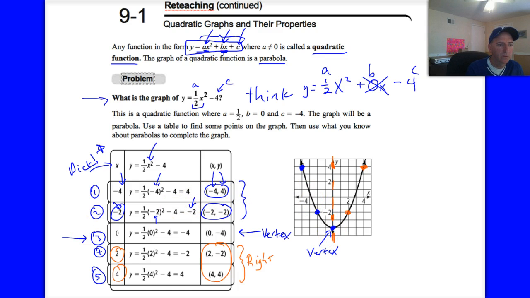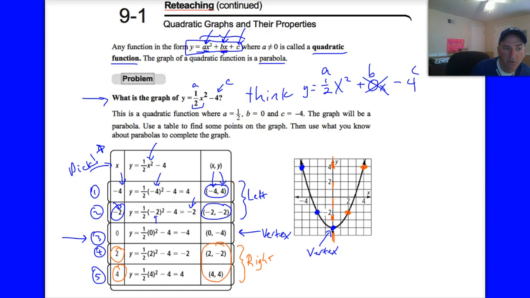And then the two points above the vertex here are to the left of the axis of symmetry here. Okay, so what they've done is they've selected 5 points, one of which is the vertex, 2 to the left of the vertex, and 2 points to the right of the vertex.